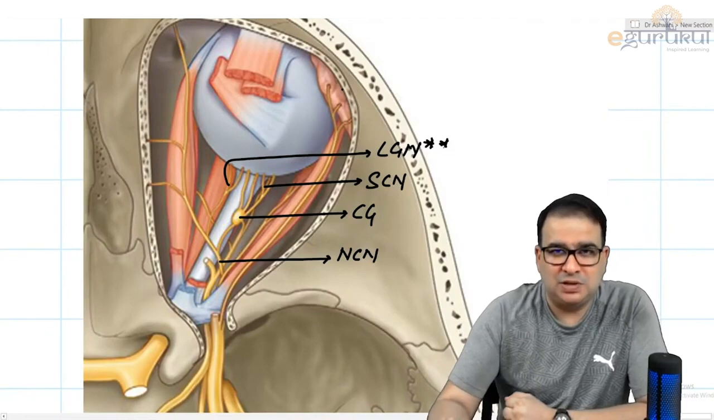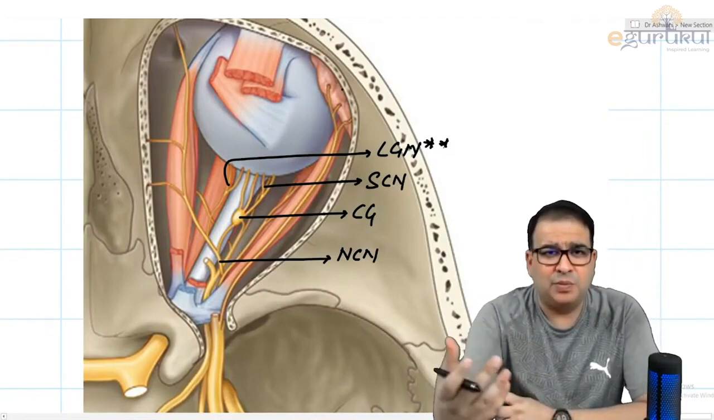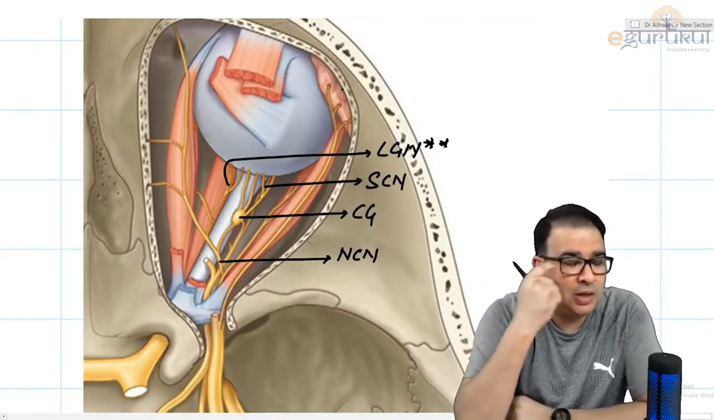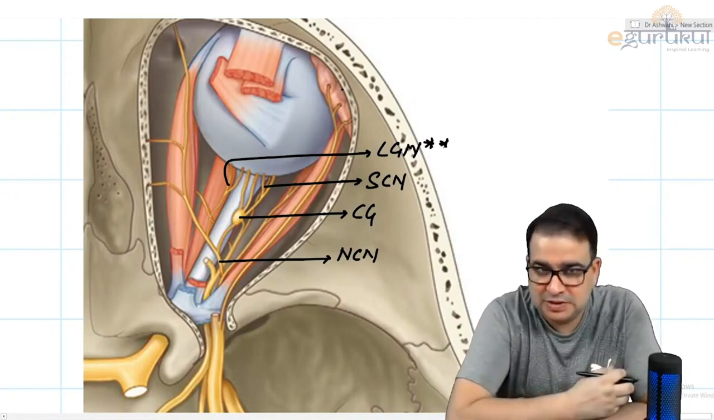And what is the function of the long ciliary nerve? As we said, it brings sensation from the ciliary body, from the cornea, from the iris. If you touch your cornea, that sensation of touch that you feel is because of this nerve, the long ciliary nerve.